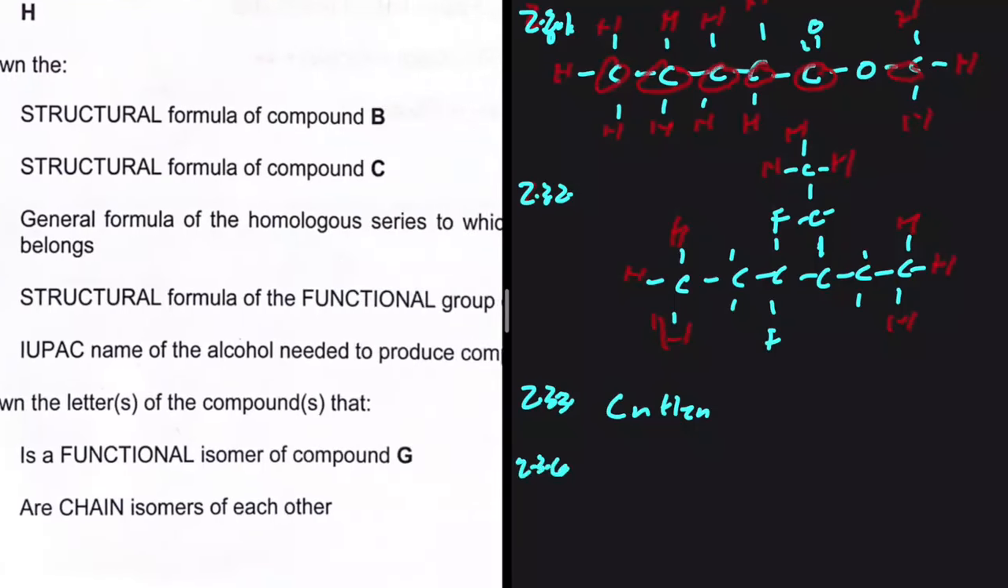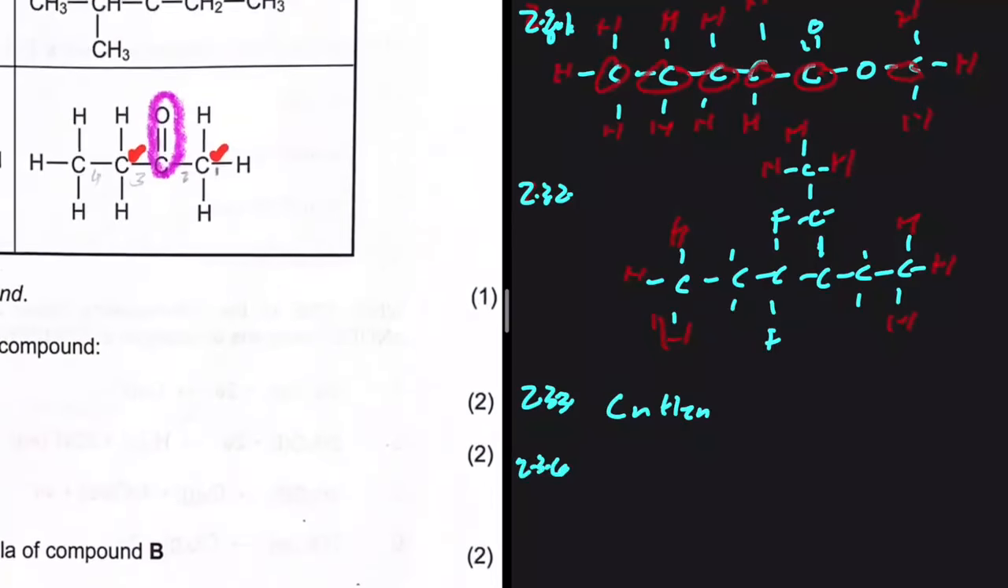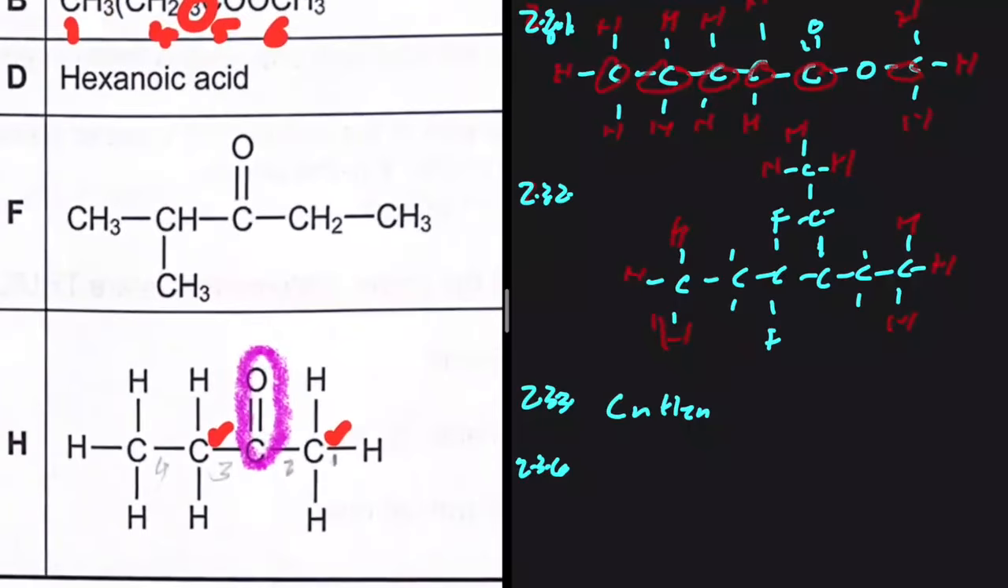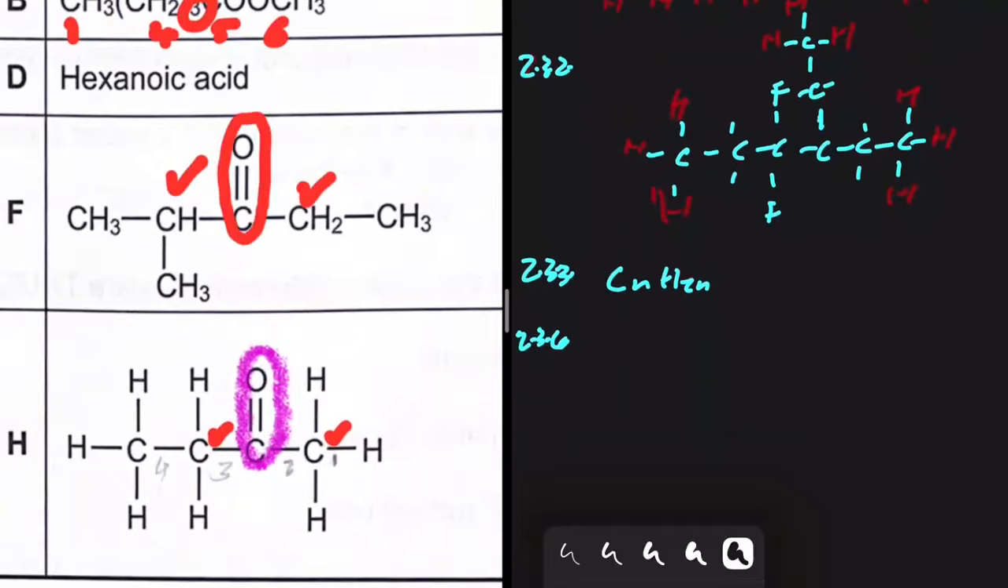2.3.4, structural formula of the functional group of compound F. Compound F, carbon double bonded to an oxygen sandwiched by 2 other carbons. That is a ketone. The structure of the functional group should look like this. Okay, we should not have hydrogens on these 2 carbons. So if you put hydrogens on those carbons, then it is not correct. Okay, you are now drawing the structure of propanone, and no longer the functional group of ketones. That is 2.3.4.